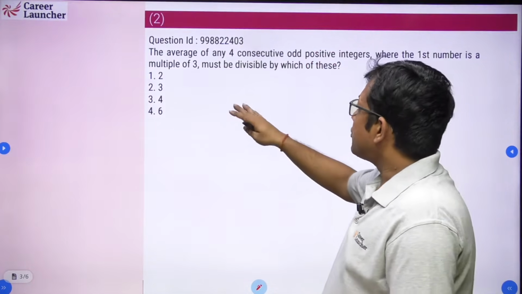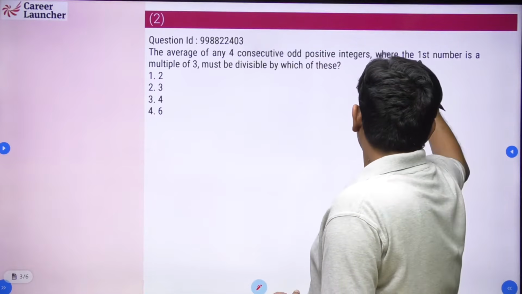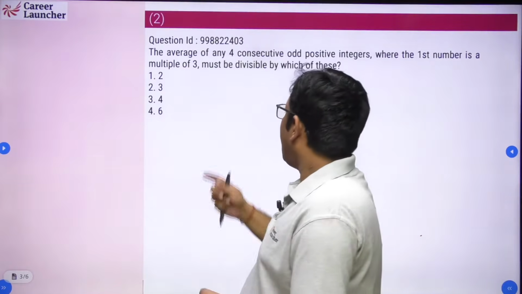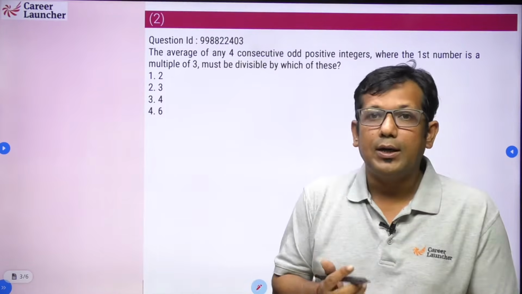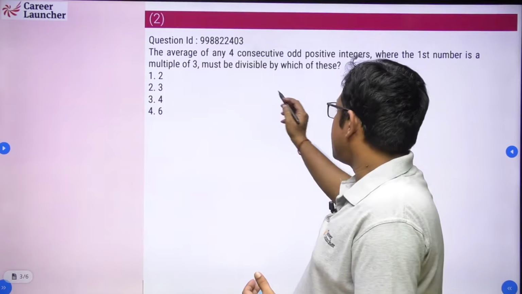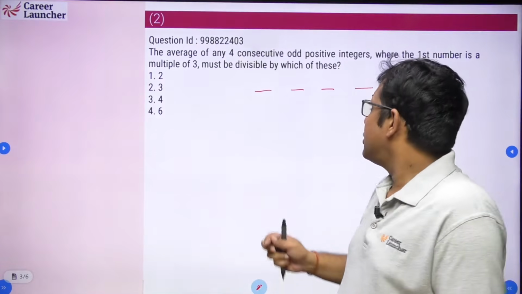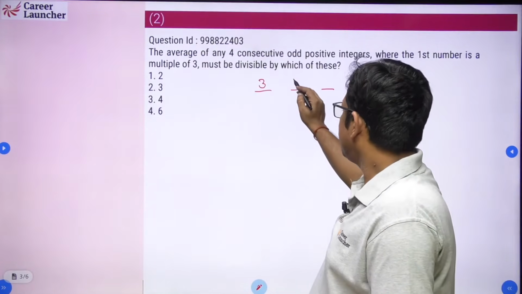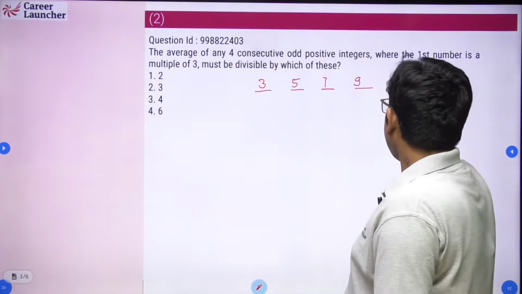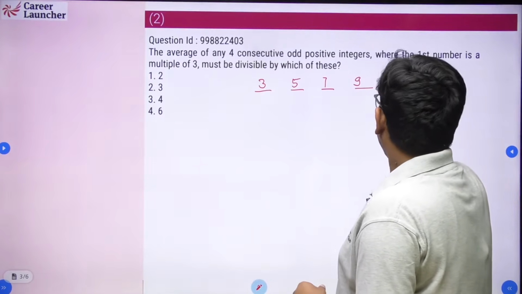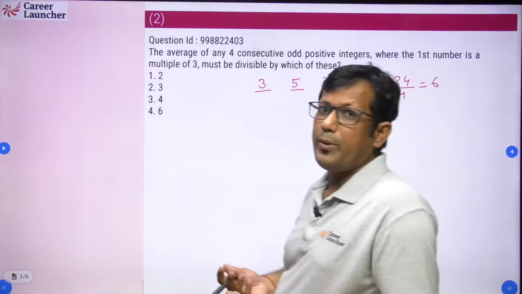The question says: the average of any 4 consecutive odd positive integers, where the first number is a multiple of 3, must be divisible by which of the following numbers? So there are 4 consecutive odd positive integers, and the first number should be a multiple of 3. So I can have 3, 5, 7 and 9. The sum comes out to be 24, and 24 divided by 4 comes out to be 6. So that is going to be our answer.